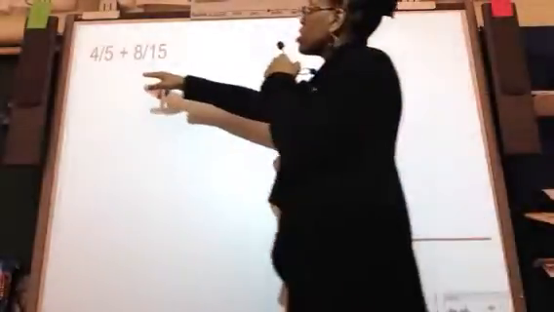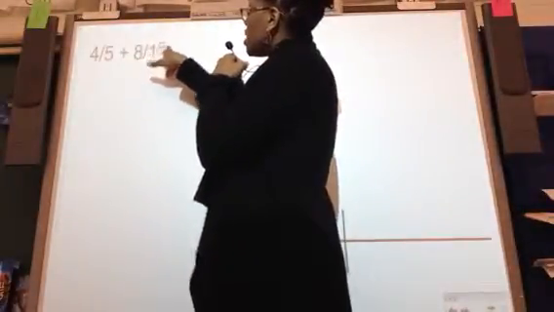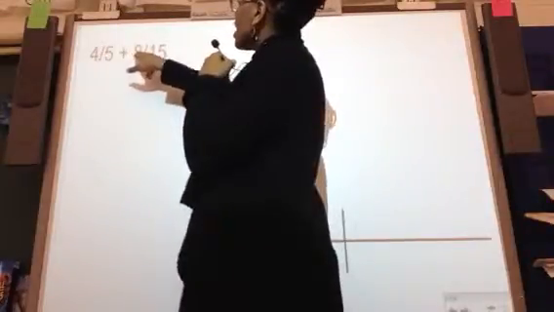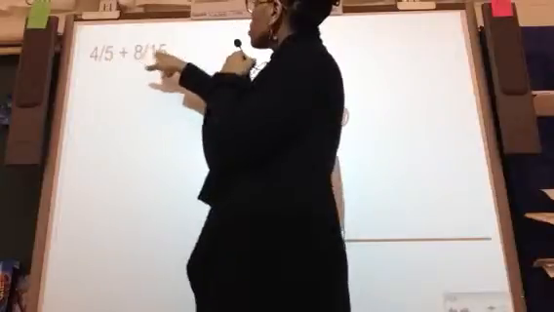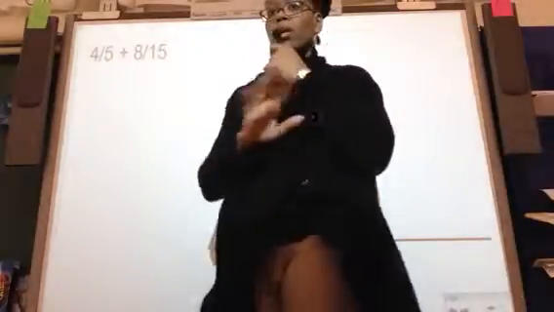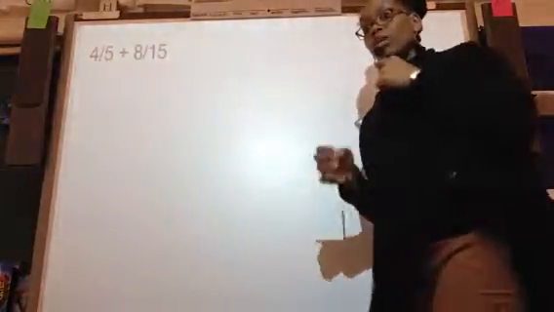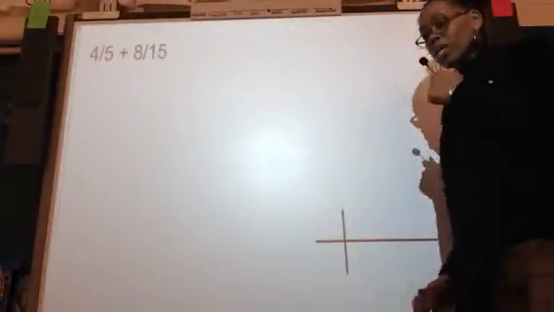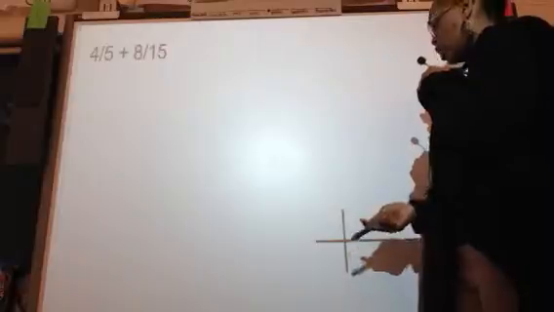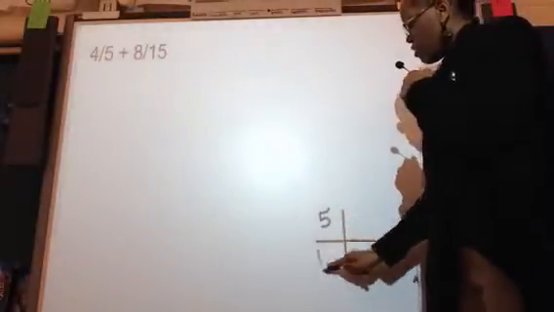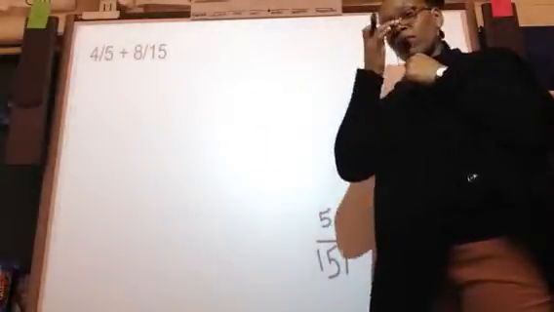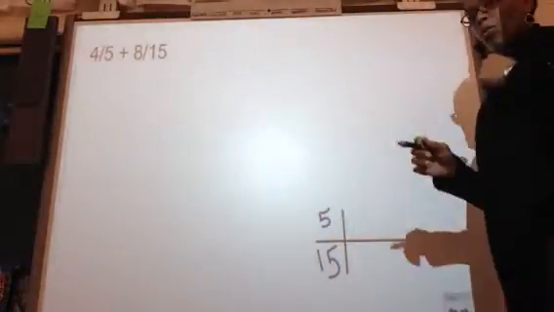We have 4/5 and 8/15. 15 and 5 are different numbers. So you can't just do 4 plus 8 is 12 and 5 plus 15 is 20. That would be completely wrong, because with fractions, you have to get them to the same denominator before you can add them or subtract them. So let's put our 5 here and our 15. And what are we trying to find? We're trying to find a multiple of 5 and 15 that they both land on.